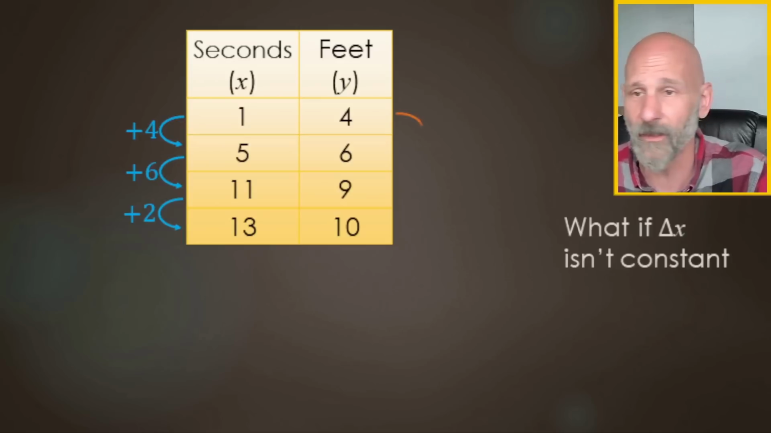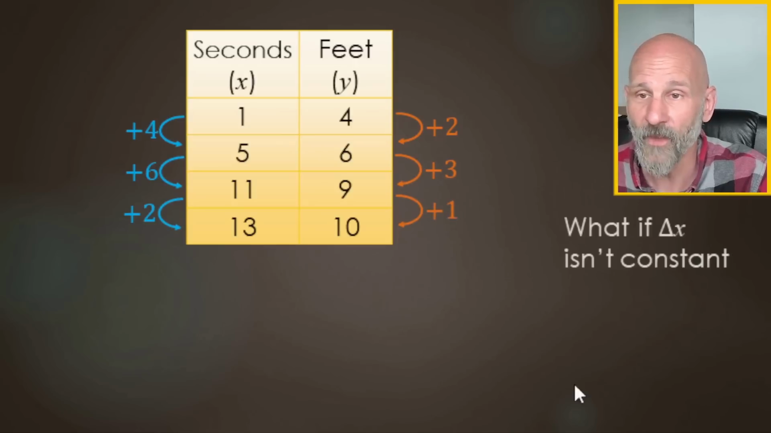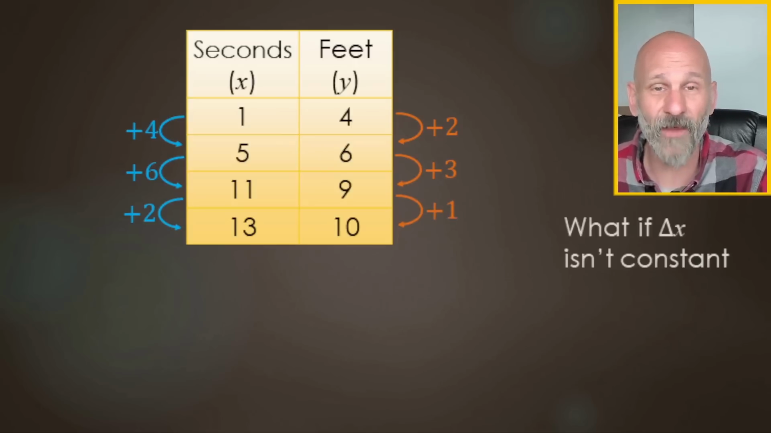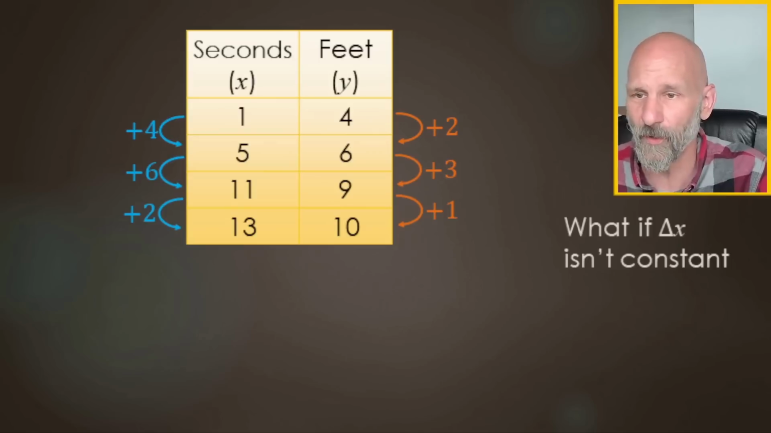The y's do the same thing. Okay, if we already know this is a linear one, the y's are going up by 2 between 4 and 6. Between 6 and 9, they're going by 3s. Between 9 and 10, going up by 1. Okay, so in this case here, if we already know it's linear, we only need to pick or select 2 rows. Normally, you just pick the easiest 2 rows.